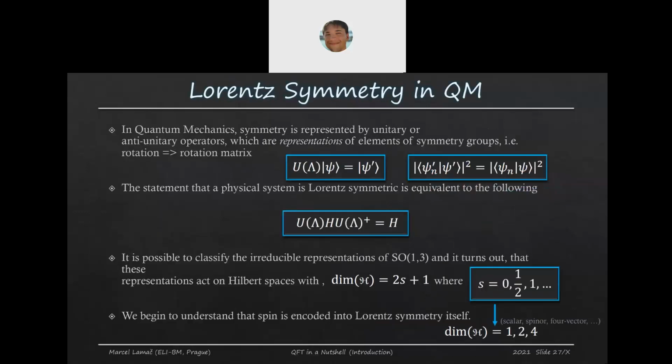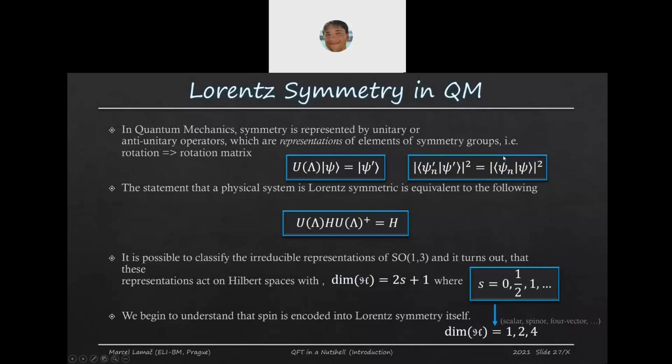Okay, so before we get to quantum mechanics itself, let's quickly describe Lorentz symmetry in quantum mechanics. In quantum mechanics, symmetry is represented by unitary or anti-unitary operations, which are representations of elements of symmetry groups. What does it mean? Why unitary or anti-unitary? From this defining relation on the right-hand side, you simply see that symmetries in quantum mechanics are such transformations which leave the probability intact. That is the definition of the transformation.